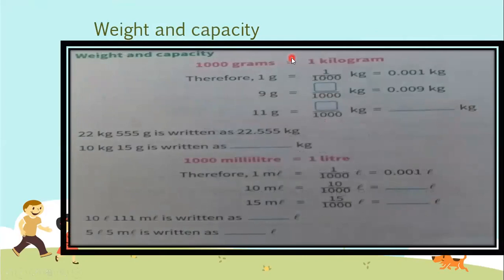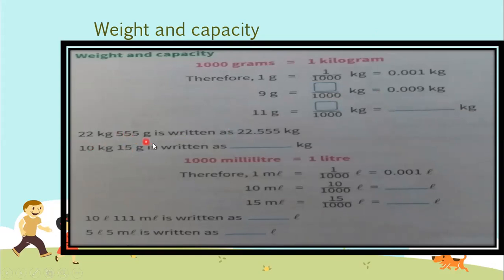Next, weight and capacity, how will we use it? We know that 1000 grams equals 1 kilogram. So 1 gram equals 1 by 1000 kg. So you will get 0.001 kg. 9 grams equals 9 by 1000 kg, so you will get 0.009 kg. 11 grams equals 11 by 1000 kg, so 0.011 kg we will get.